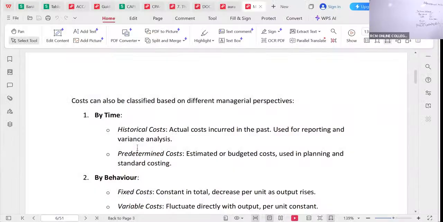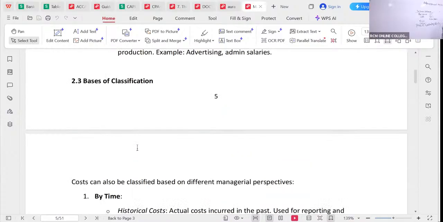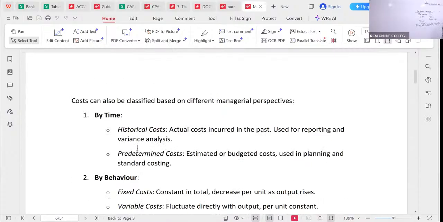All right. Now, ladies and gentlemen, from there, we have a classification of costs on the basis of how they behave. Basis of classification, isn't it? So based on classification, we classify costs by time. By time, we shall always have two types of costs. Past costs and what here? Future. Historical and future costs.